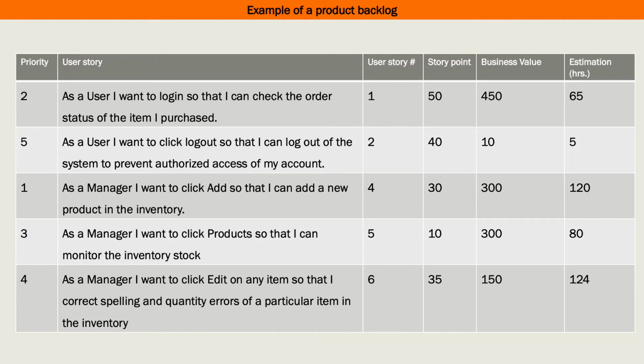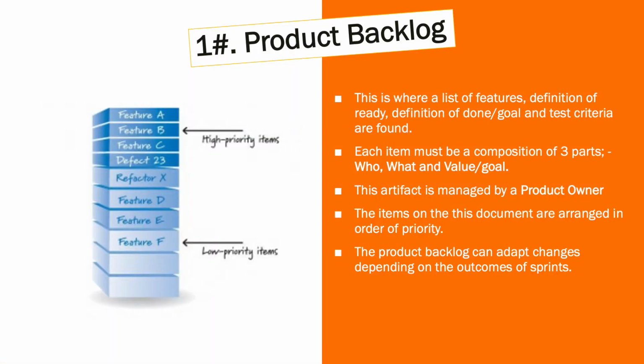Each item on the product backlog, or each user story on the product backlog, must cover at least three areas, which are who, what, and value. For example, as a user, I want to log in so that I can see my profile. So this statement covers three areas. Who, the user. I want to log in, the what. So that I can see my profile as the goal.